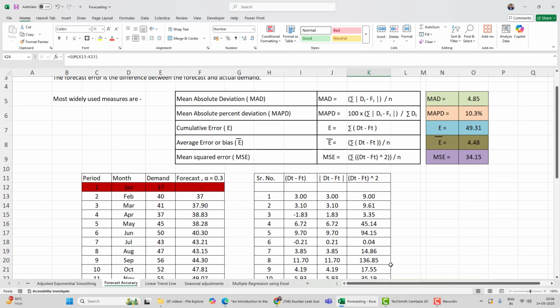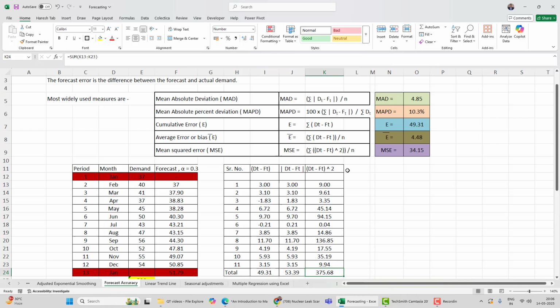Now let us understand the measures one by one. First is the mean absolute deviation. What exactly is mean absolute deviation? It is nothing but the average of the absolute value of the difference, because we use absolute deviation. So we calculate the average of the second column: the total divided by 11, because we have 11 pairs. That gives us our MAD, the mean absolute deviation.